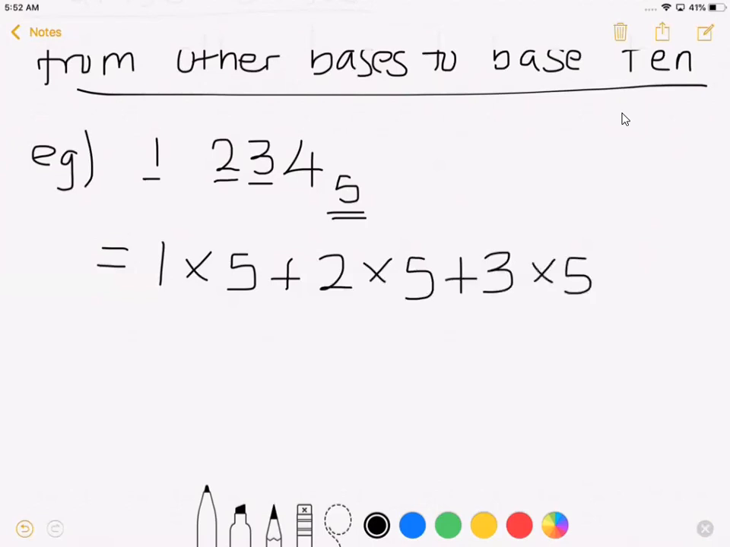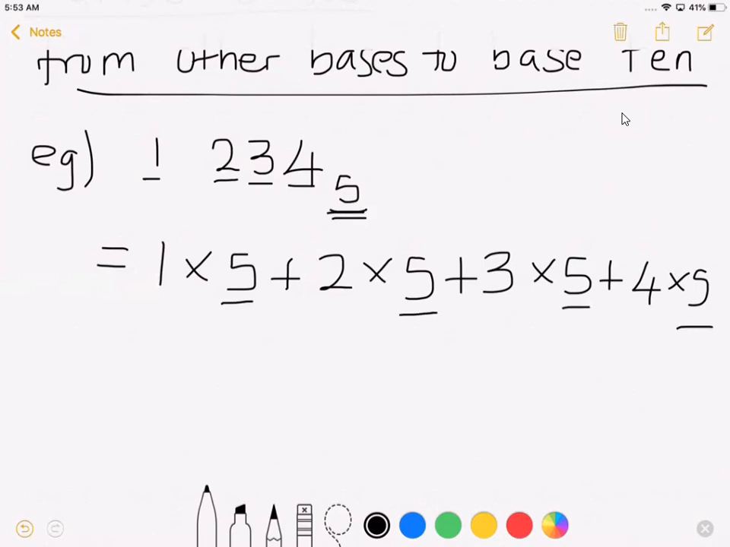Then I go to the next number. Whenever I go to the next number, I plus. Plus 4 multiplied by 5. Then you are not done. Starting from the left, I am going to put powers only on the base. Which one was our base? Our base was 5. I was multiplying by 5, 5, 5, 5.